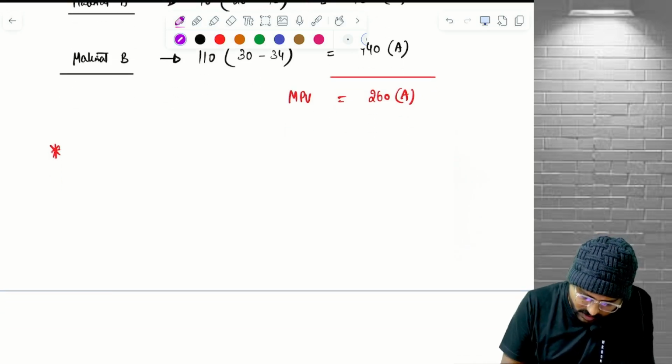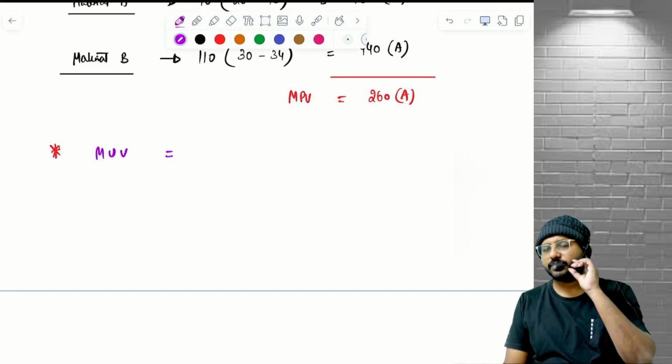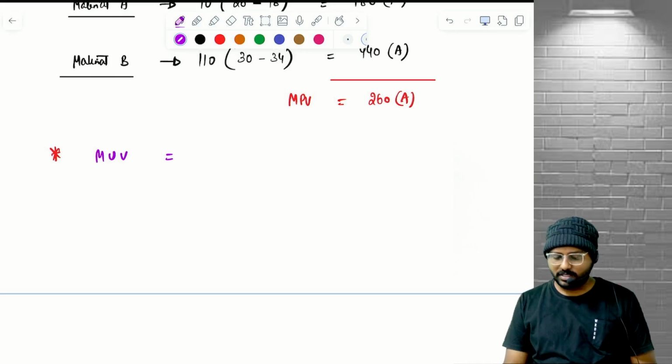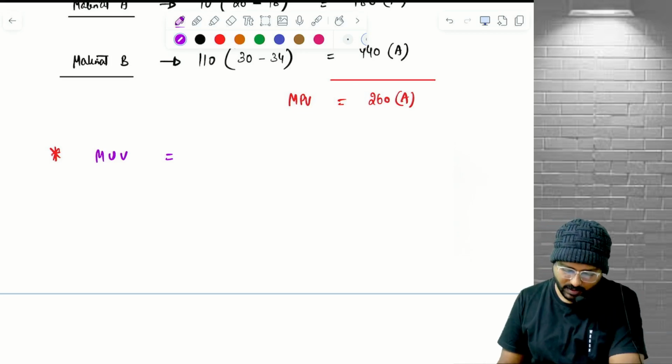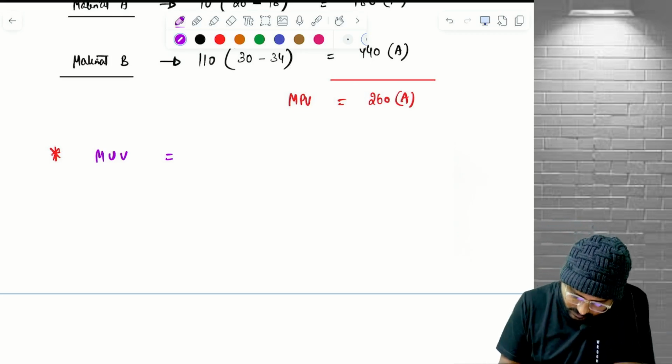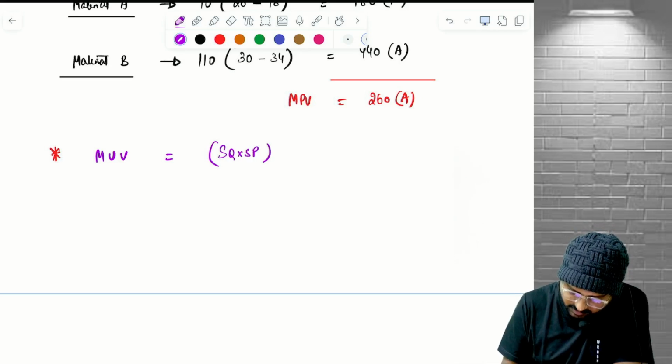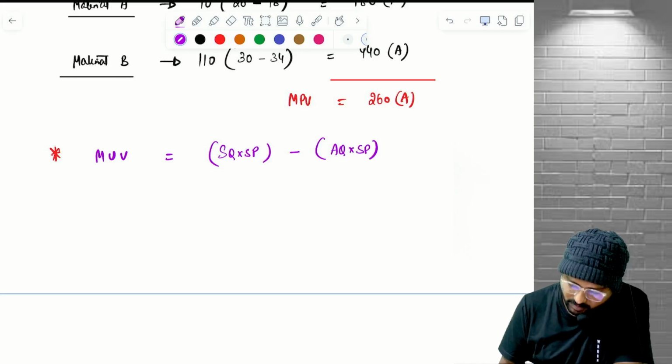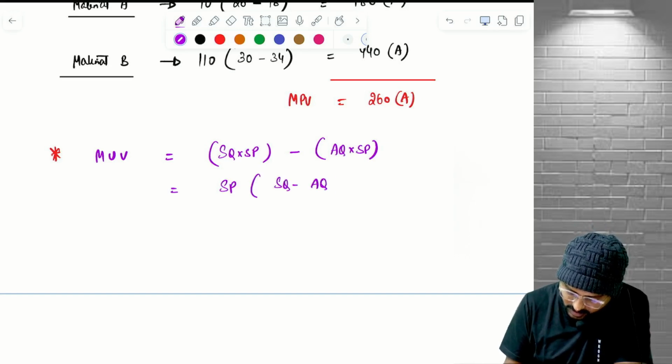Don't do anything, just participate. Material usage variance is equal to. What is the formula? Usage, what is the formula? 1 minus 3, right? What is 1? SQ into SP. What is 3? AQ into SP. So 1 minus 3, correct? Let's take the common. What is common here? Standard price into SQ minus AQ.